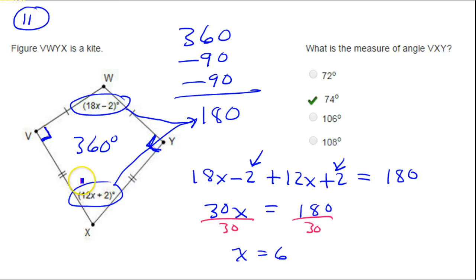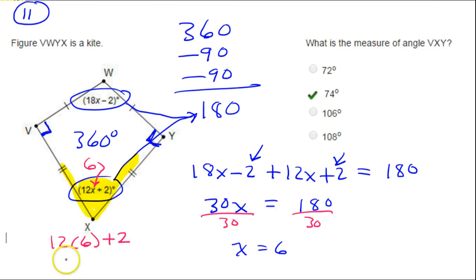Now I'm supposed to be finding angle VXY, which is this angle down here. So for that reason, I'm going to take my 6 and plug it in right here. If I plug in 6 for x right here, then that's going to give me 12 times 6 plus 2. So that's 72 plus 2, that's 74. That's why the measure of that angle is 74 degrees.